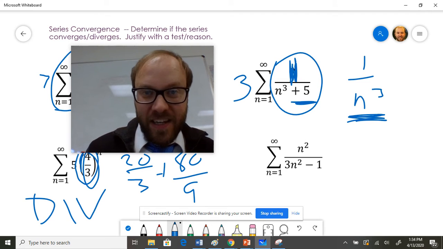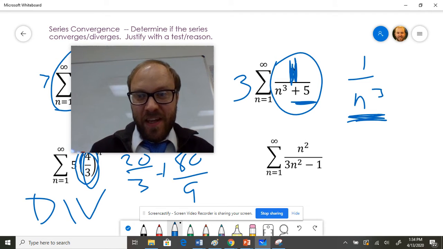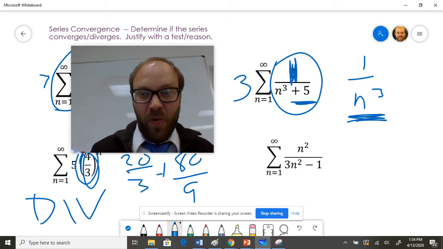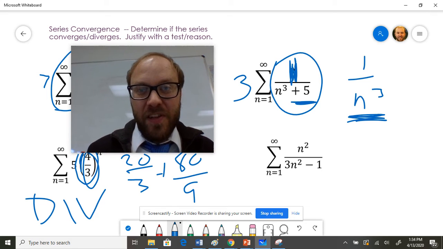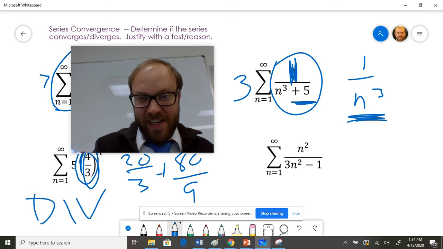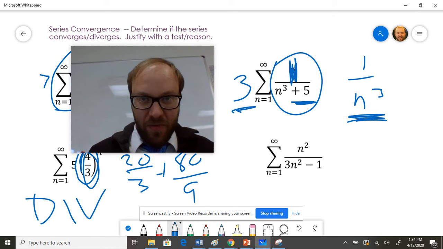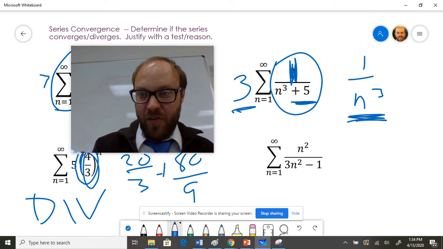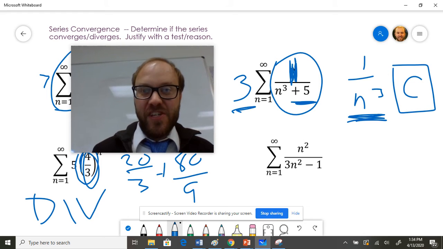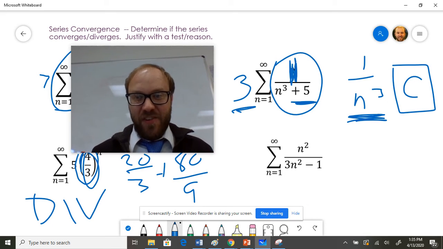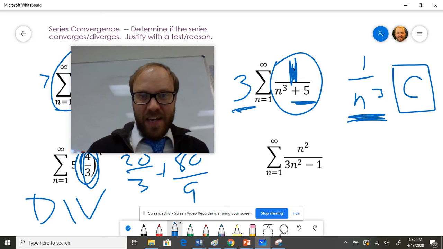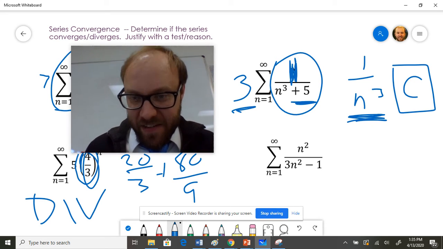Okay, 1 over n cubed is a convergent p series because we have an exponent that's greater than 1. And so 1 over n cubed plus 5 is also going to be convergent. And yes, it's being multiplied by 3, but 3 times a convergent series is also going to be convergent. So this is going to be convergent, and you would say by the comparison test, comparing to 1 over n cubed.